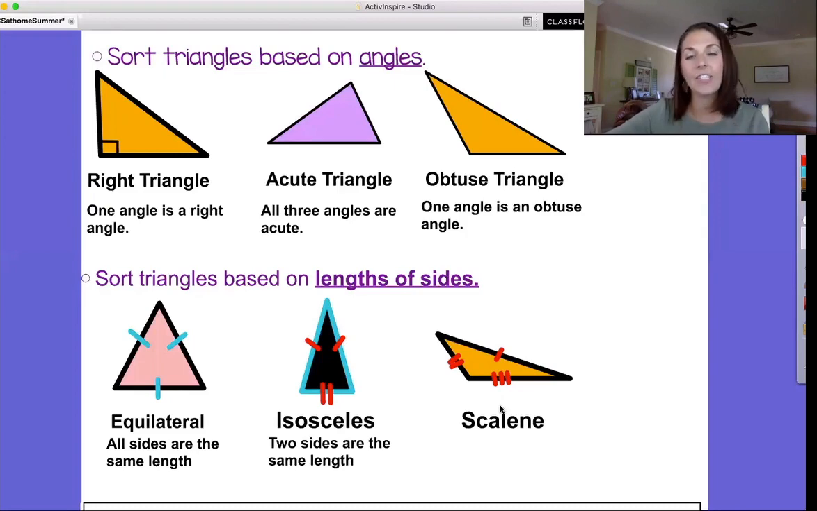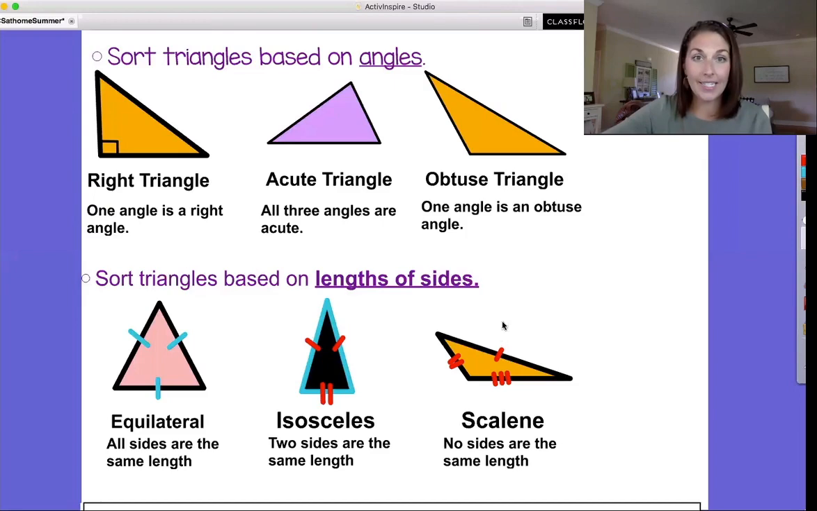And lastly, let's look at a scalene triangle. Say scalene. All right, so a scalene triangle, when I look at it, I see 1, 2, 3 sides, of course, because it's a triangle, but none of those sides are the same length. They all have different lengths. So the definition of a scalene triangle is that no sides are the same length.